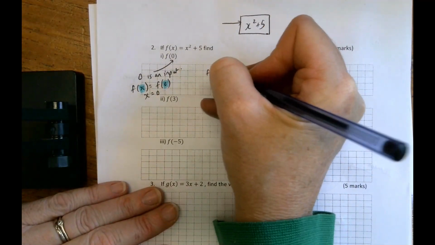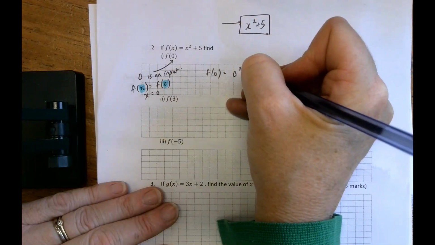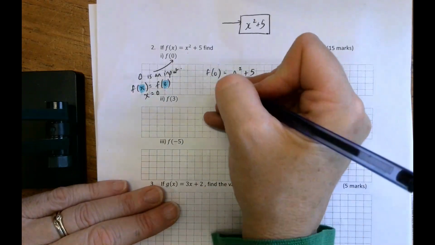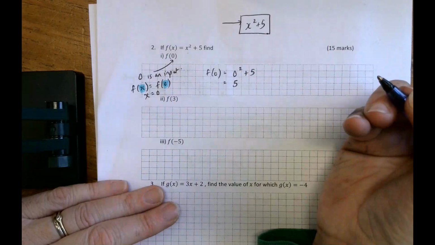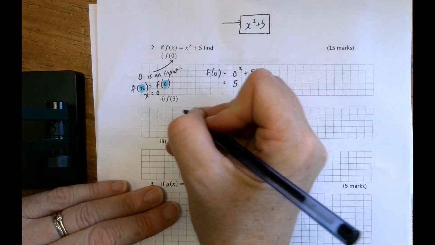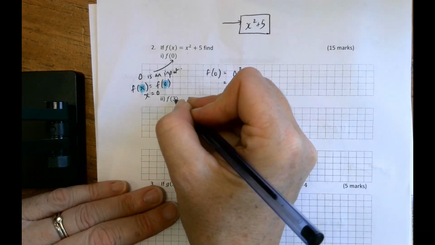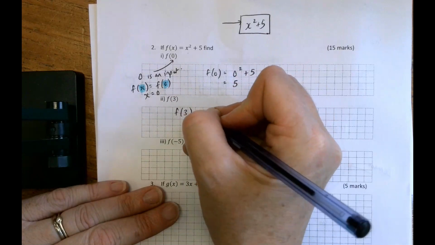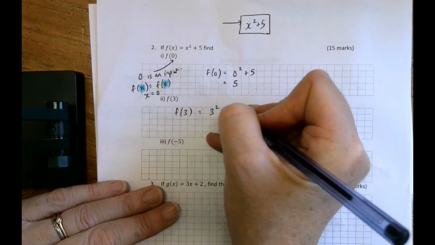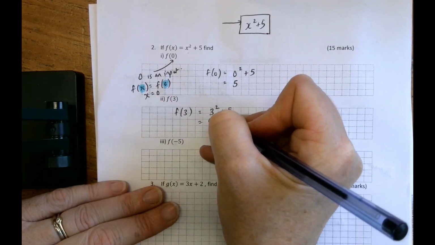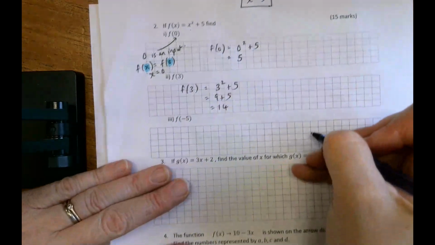So f of 0 means 0 squared plus 5 because it's x squared plus 5. So 0 squared plus 5 is 5. Okay? F of 3, it's the same thing. 3 is where the x is. So f of 3 is equal to 3 squared plus 5. 9 plus 5, which is 14.